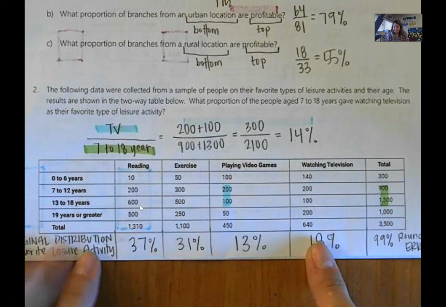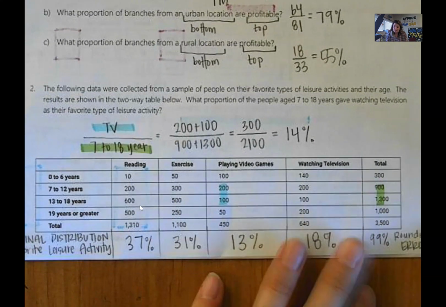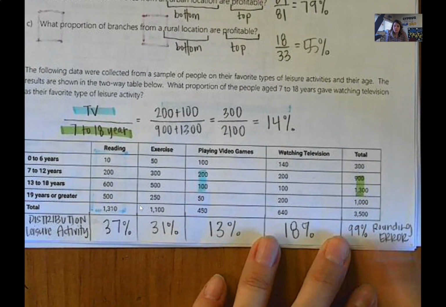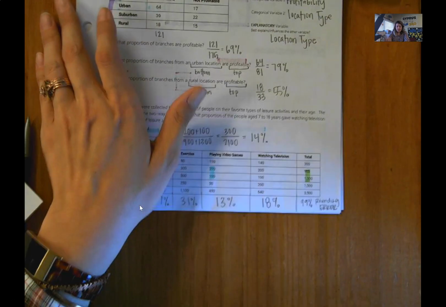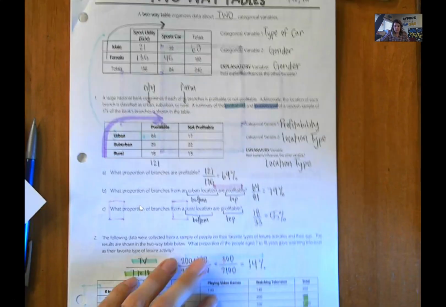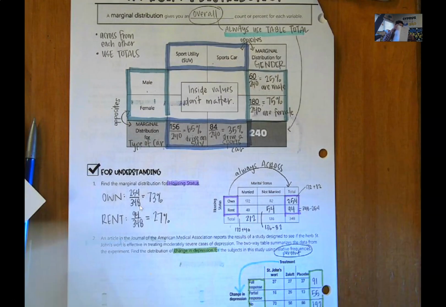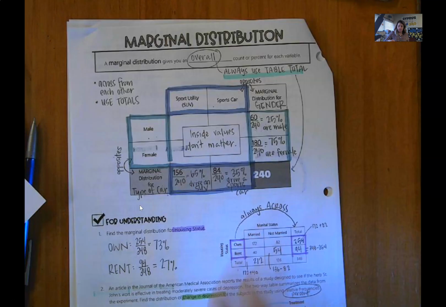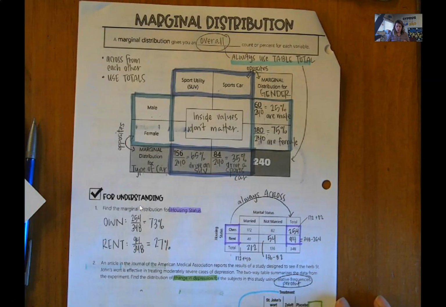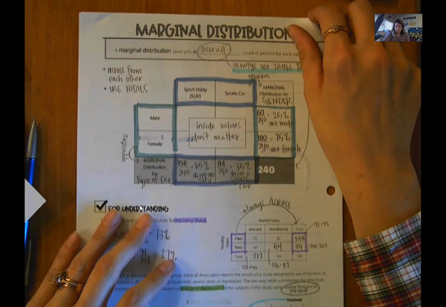If you add these together, they go to 99. They're supposed to go to 100, so we're just going to remember that that's rounding error, and that's okay. Okay, so that is all there is on marginal distributions. I'm going to flip the page. I'm going to hit all of the key information, and then you can go to do conditional distributions.